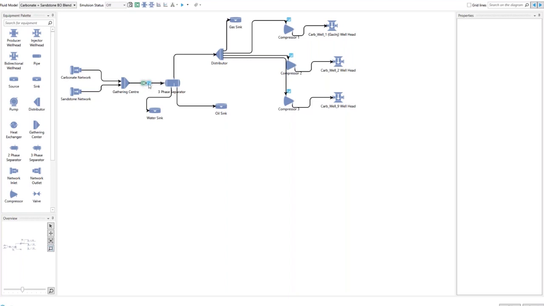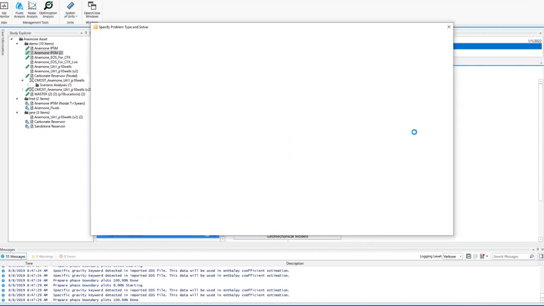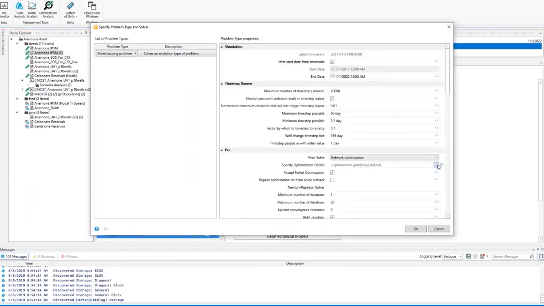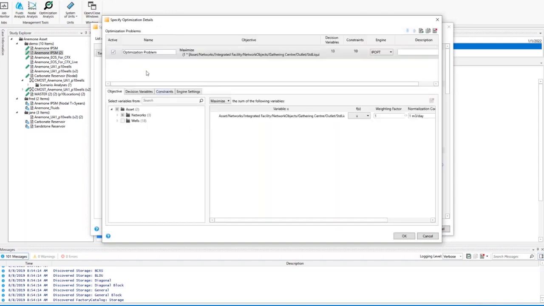We have a constraint of production, and we are separating the water and oil and then sending the gas to a distributor, where some gas goes to sales and fuel and flare, and the remaining gas is sent to injection wells using compressors. Okay, so that is what we are doing in this study, and we are doing an optimization as well. So in this particular study, we want to optimize our production that's coming in at the FPSO.